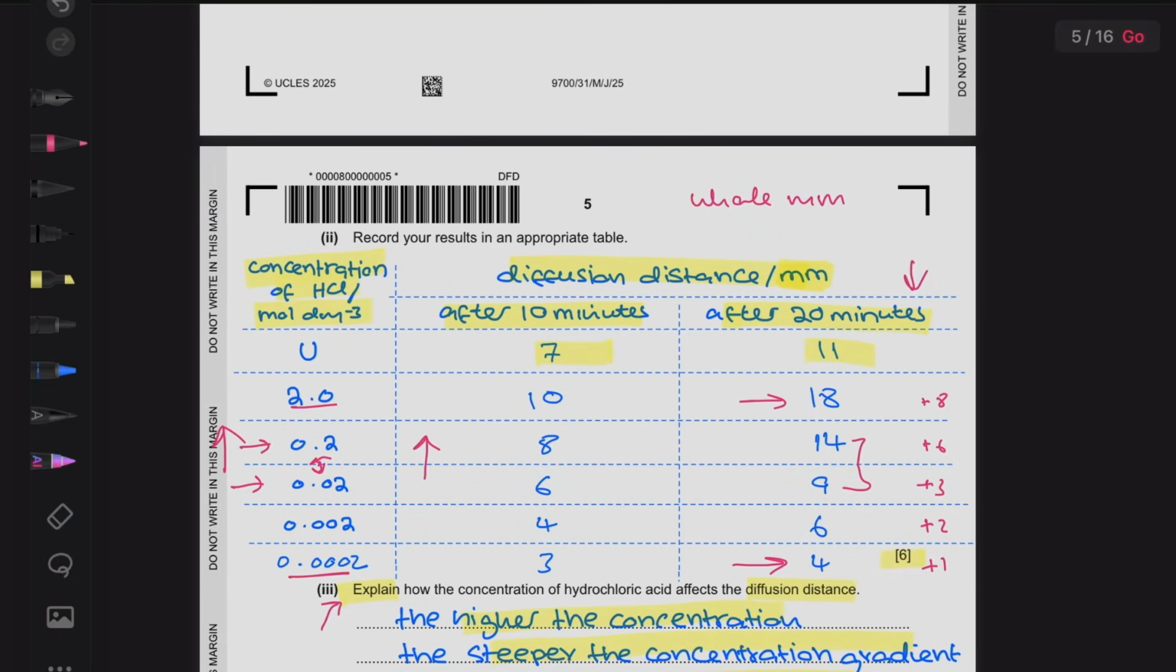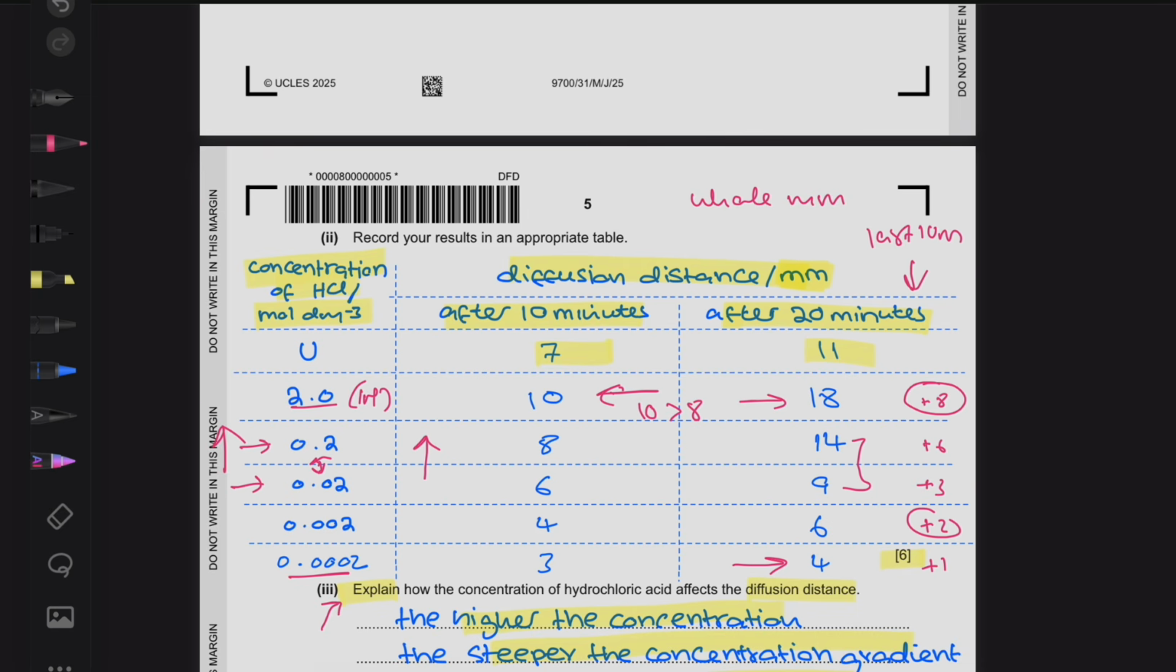Well, obviously, overall, as time goes on, the diffusion distance increases. Of course, distance can't decrease. So that's a given. However, if we take a look at our concentrations, in the first 10 minutes, for example, for H, we had a 10 millimeter diffusion distance. After 20, that went up to 18. But in reality, in the last 10 minutes alone, it only increased by 8 millimeters, and 10 is greater than 8. And we see this trend throughout: 8 and 6, 6 and 3, 4 and 2.